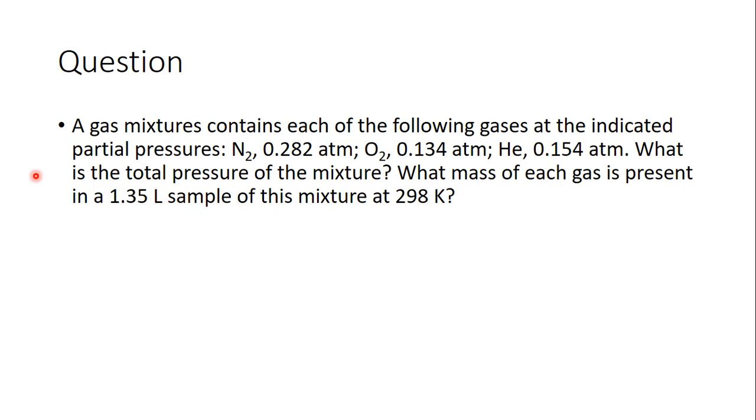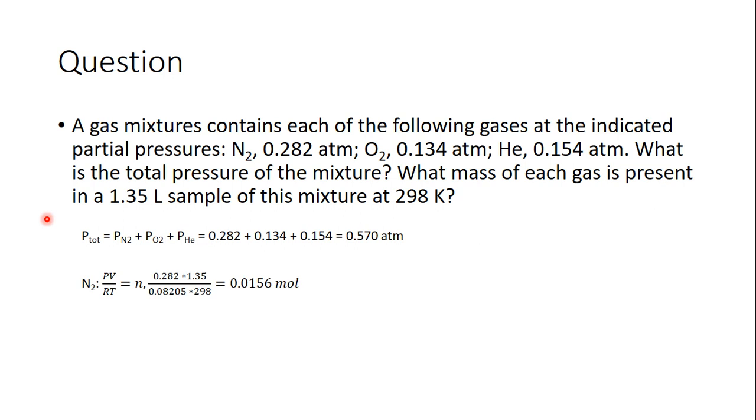Alright, let's take a look at how to do this. First, the total pressure should be simple. All you do is add up all your partial pressures. So our total pressure is 0.570 atmospheres. Now let's look at the mass of each gas. To do that, we have to figure out the moles. So let's go back to the ideal gas law.